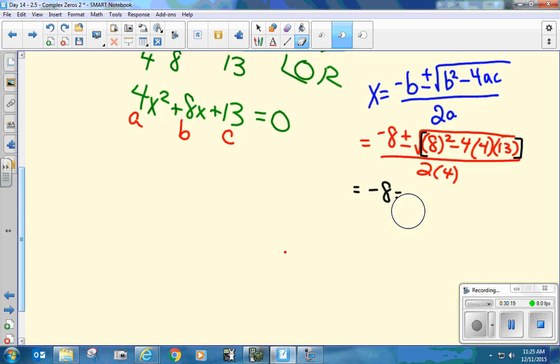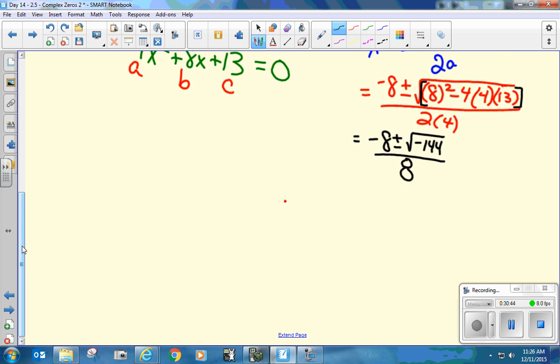Tell me, however you put it in the calculator: 64 minus 16 times 13. Negative 144? Yes, negative 144. That's what you're telling me. All over 8. What's the square root of 144?